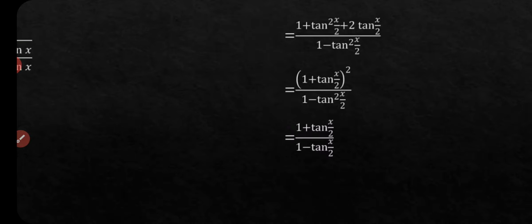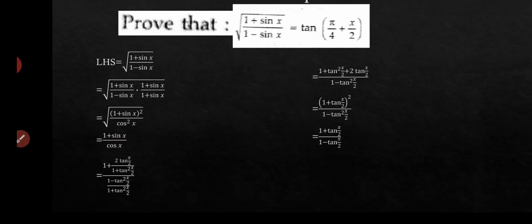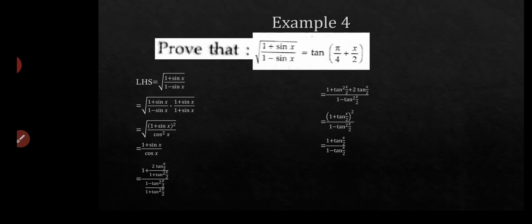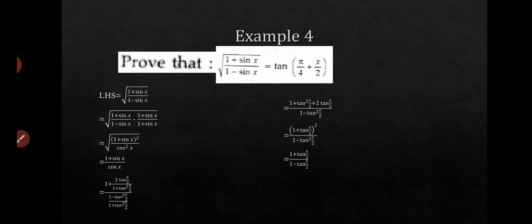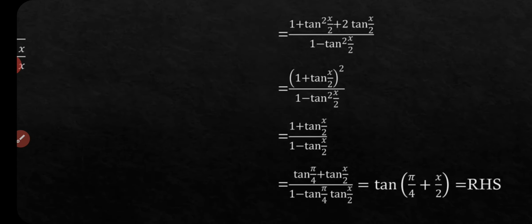Now we will do a small manipulation here. What is the manipulation? See, the 1 in the numerator can be written as tan pi by 4, because tan pi by 4 is basically 1, and 1 minus tan x by 2 I can think of as 1 minus tan pi by 4 into tan x by 2, because tan pi by 4 is 1, you can always multiply or divide it anywhere. So this gives us the formula. This is the compound angle formula of tan a plus b, and hence we have our answer.